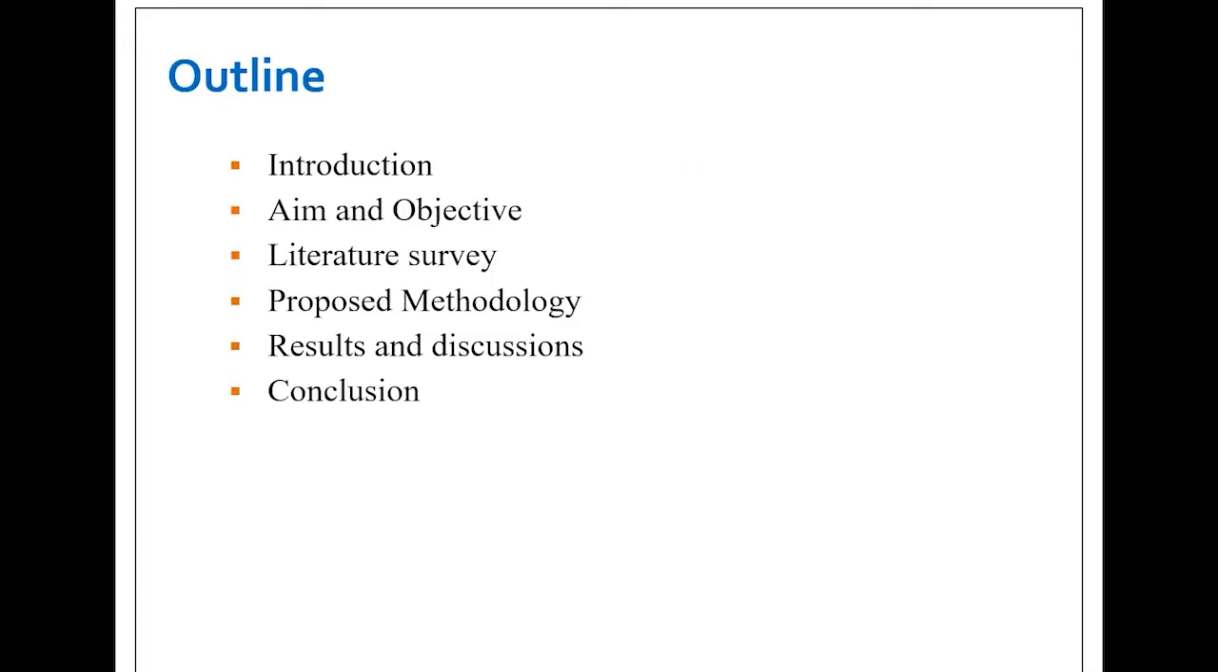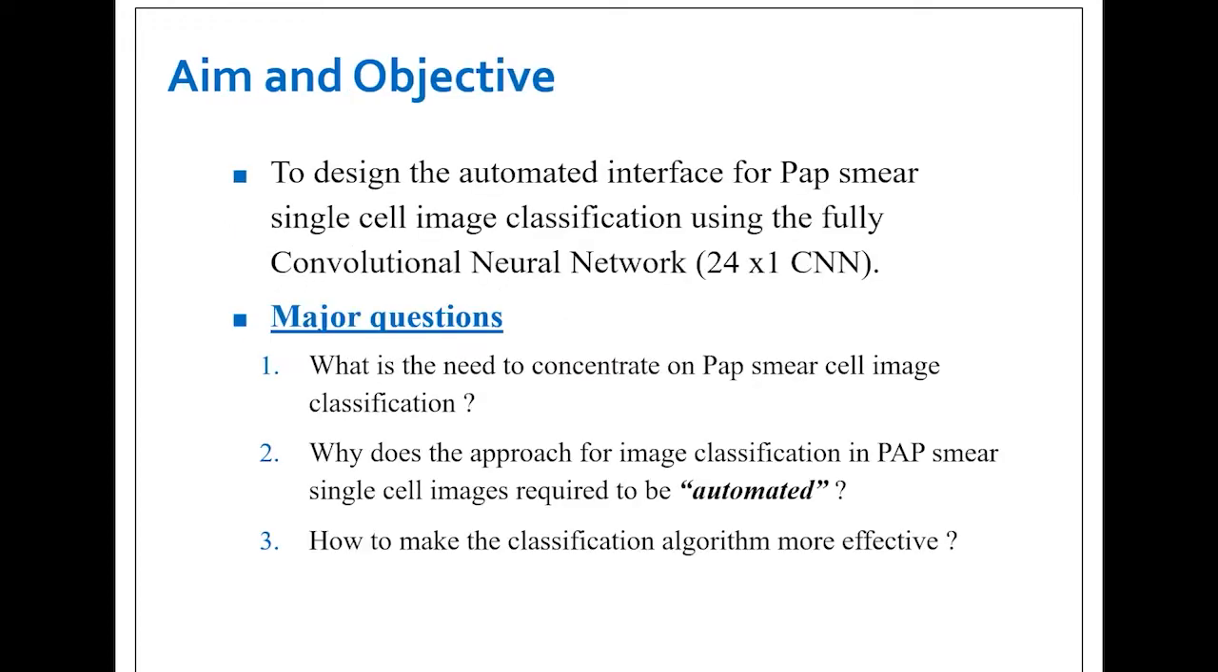This is the simple outline of my presentation. First, I start with the aim and objectives of this proposed work. Next, I explain the limitations of the existing frameworks for pap smear single cell image classification. Then I focus on the proposed methodology with the analysis on Herlev dataset. Finally, I concentrate on the results of the proposed methodology with performance metrics and comparison with the existing frameworks, and the conclusion. Let us see about the proposed work.